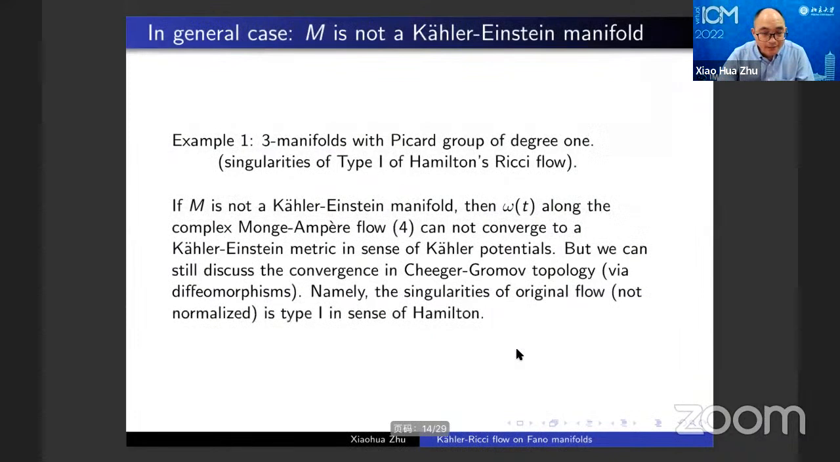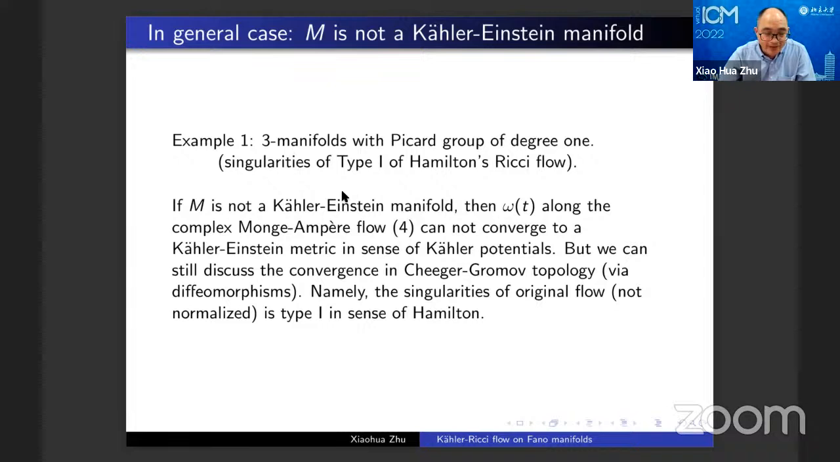So how about a general case? In the general case, we don't know whether M is Einstein or not, whether it is a Kähler-Einstein manifold. So there is an important class of non-Kähler-Einstein manifolds. I give two examples. Example one is the three manifold with Picard group of degree one, on which we develop, in fact, a type one singularity in the flow.